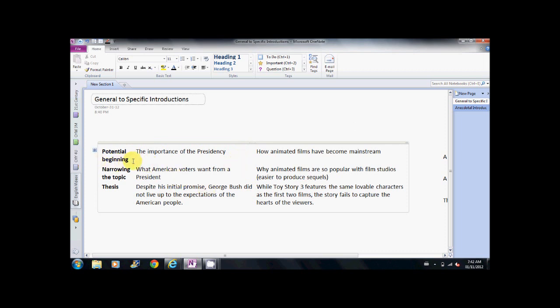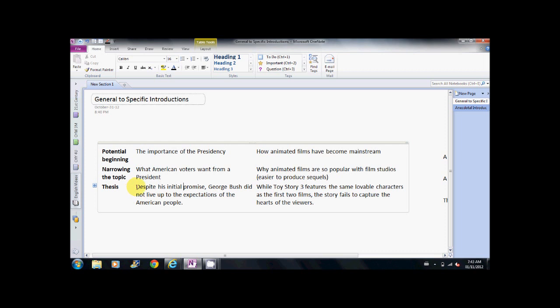Now, it's important to note that there are many potential beginnings. As long as you start a general to specific introduction with some kind of appropriate connection to one of the topics in the thesis statement, then this will probably work out for you. So let's take a look at what I have here.